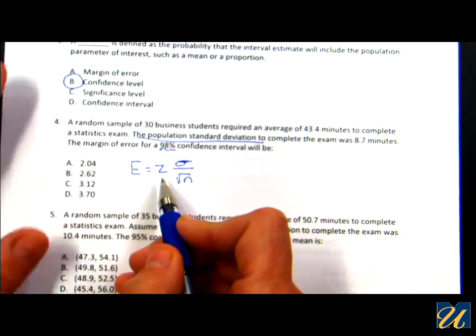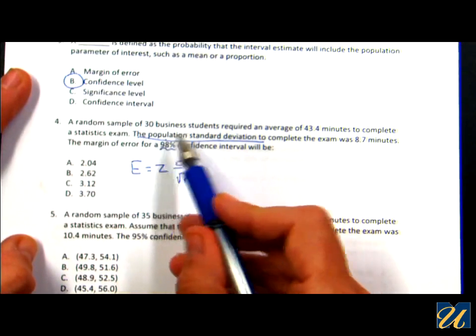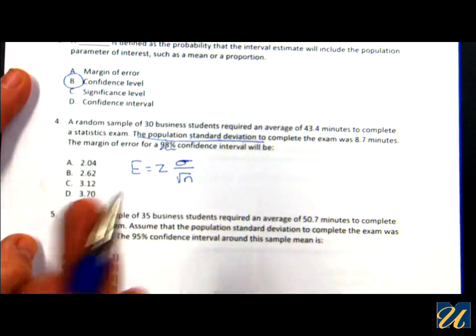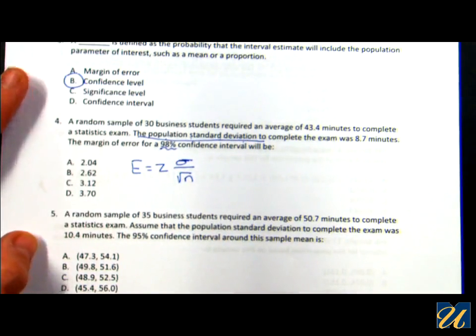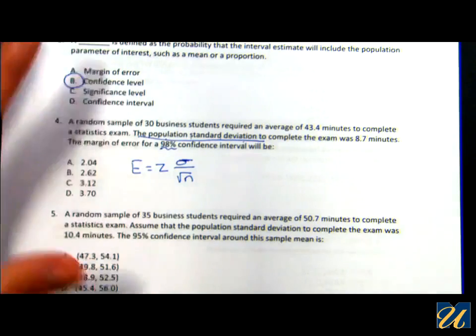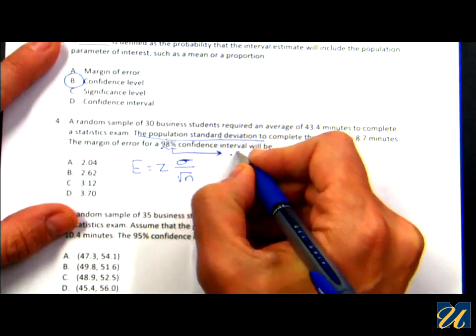How do I know that I have to use a z value instead of a t value? I am given the population standard deviation. Sigma is given, so I know that I'm in case 1. I want to calculate the margin of error. This would be z times sigma over square root of n. I have sigma, I have n. The only thing missing is the z value. To find the z value, I use the confidence interval.